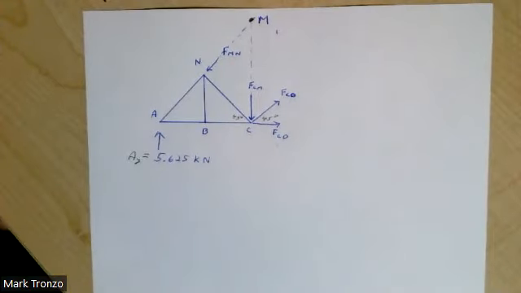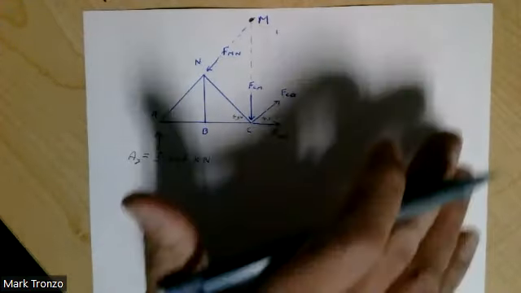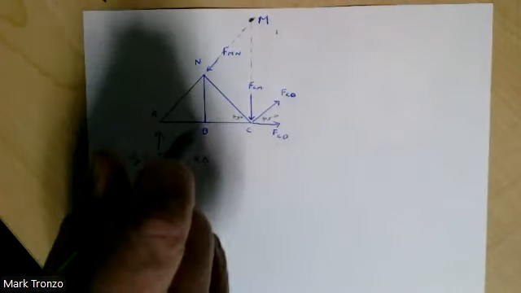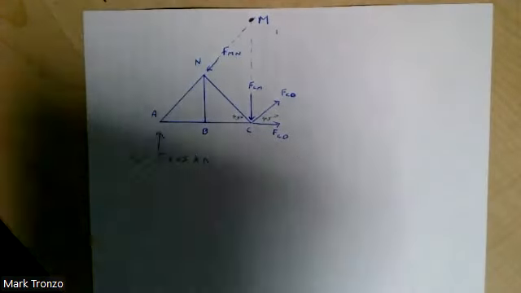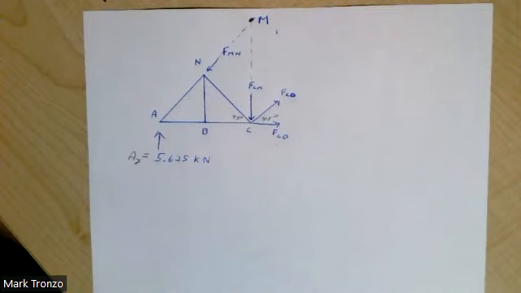So again, when you do the method of sections, you're not going to look at individual joints. You're looking at the whole structure and assuming the whole structure is in equilibrium.